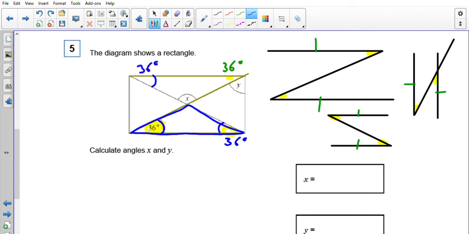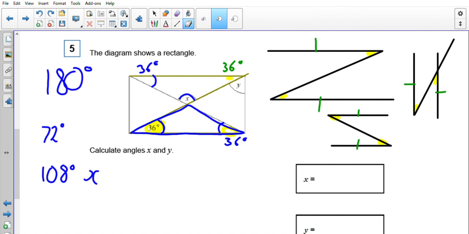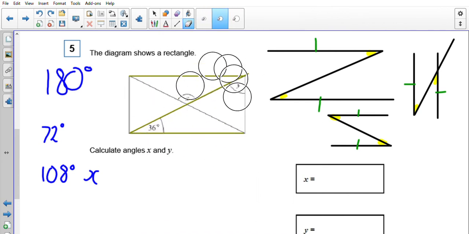Now if I know that, I can work that out because of my knowledge that all the internal angles in the triangle add up to 180 degrees. So I'm going to have 36 add 36 gives me 72 degrees. If I've used 72 degrees of my 180 degrees, that means I have 108 degrees remaining for my angle X here. Okay? So that's one part of it dealt with. I'll remove these bits here.